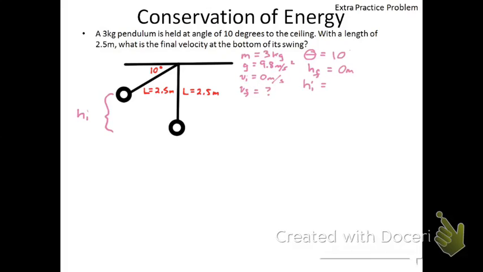Well, we have the length of the pendulum and we have the initial height, and they give us the angle so that we can find this side right here. I'll explain in a moment why we need this side right here.